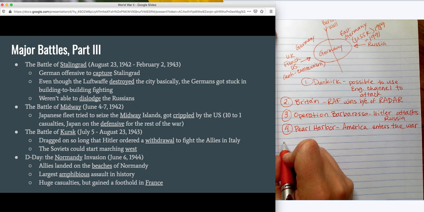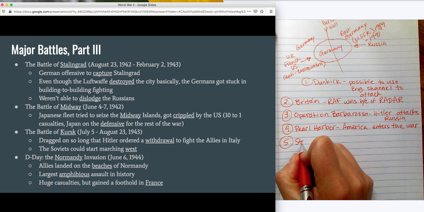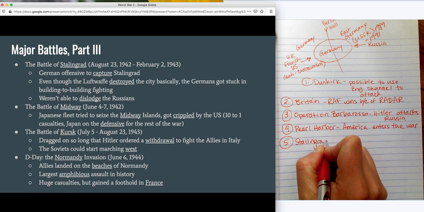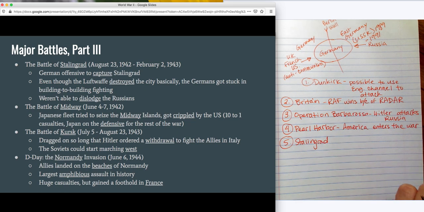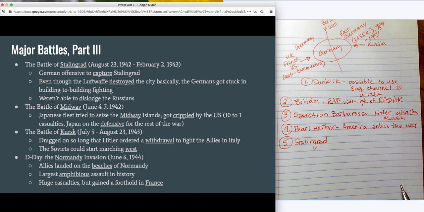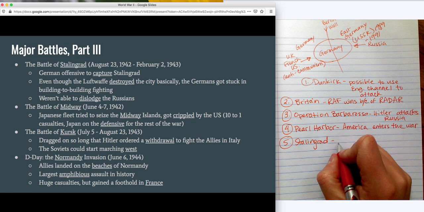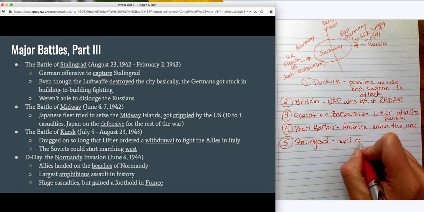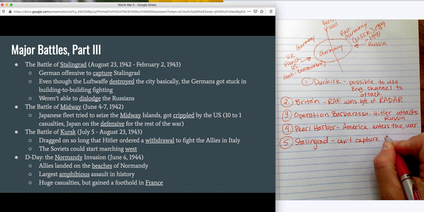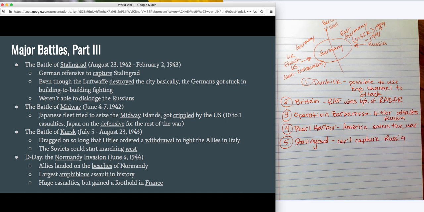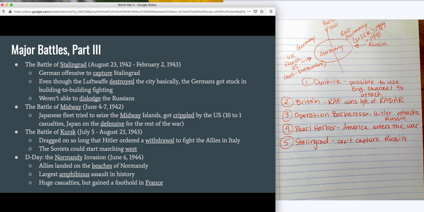More major battles. Battle of Stalingrad. Because remember, after communism hit, they renamed all the cities after communist leaders. Leningrad, Stalingrad, stuff like that. The Germans try to capture Stalingrad. They are not successful. And so this is kind of the turning point in the Eastern Front. Can't capture Russia. Can't beat Russia. And then right about then is when Hitler starts having to pull his forces out of Russia to go support Italy. So it just means it's the death knell for his Eastern campaign.